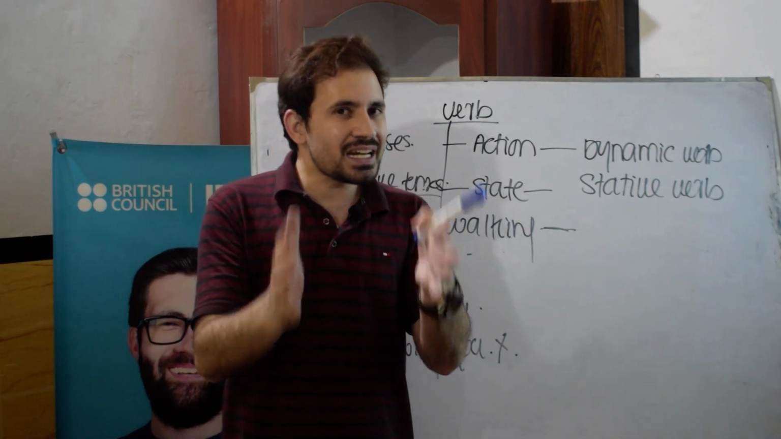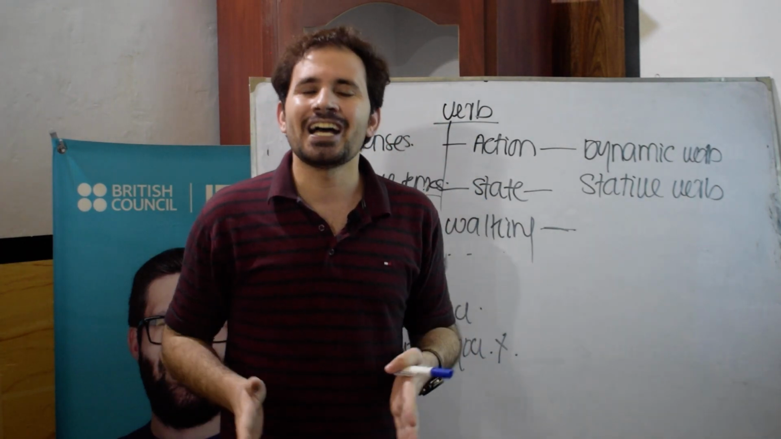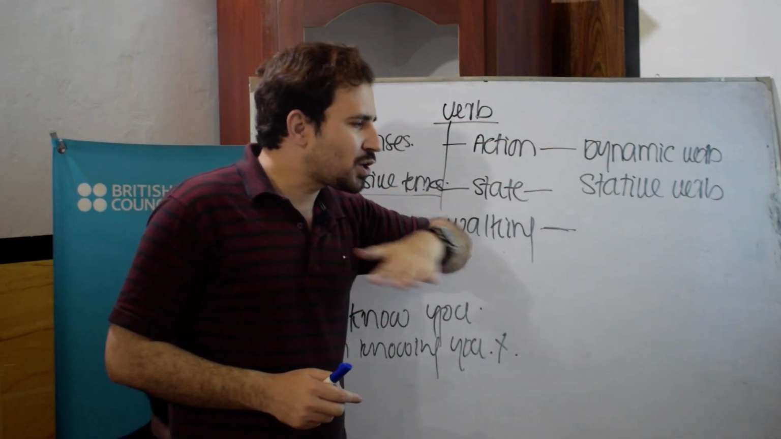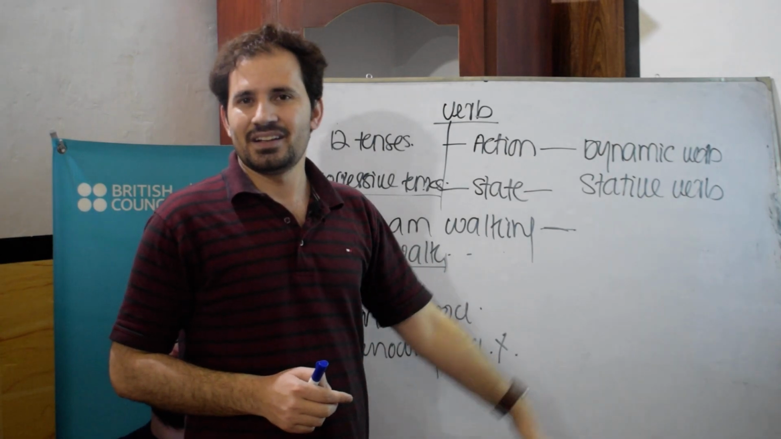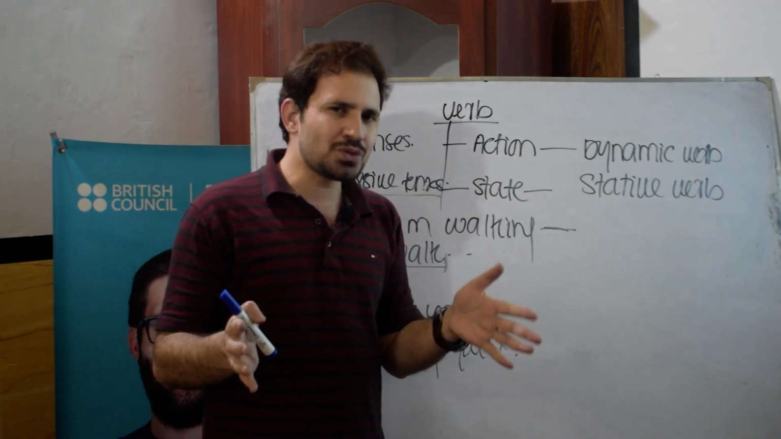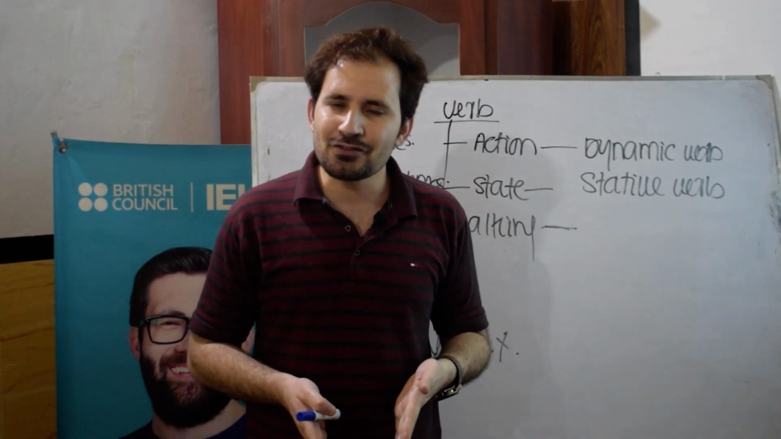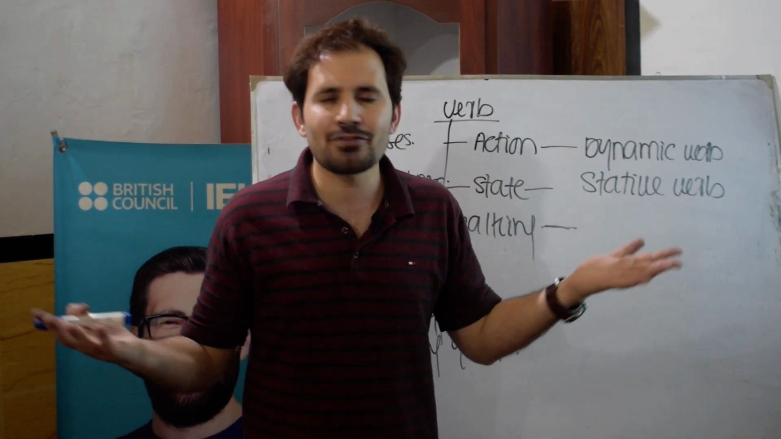So remember, stative verbs are not used in the ing form, while dynamic verbs or action verbs are used in all tenses. This is what the differences are. If you want to get more information about stative and dynamic verbs, you can Google stative verbs and dynamic verbs, and you can find a lot of information there.